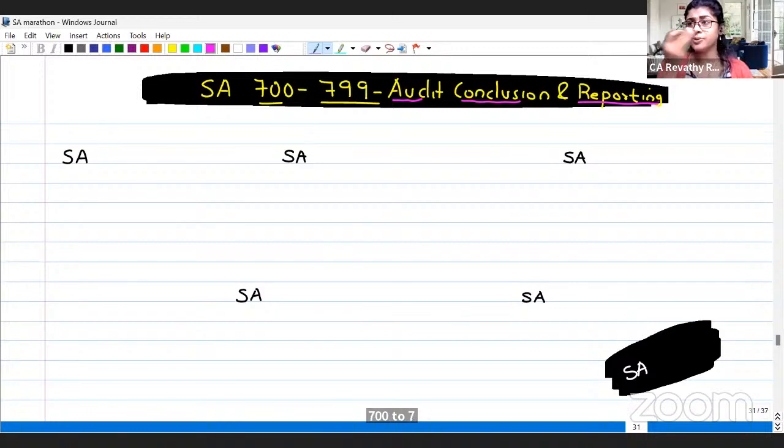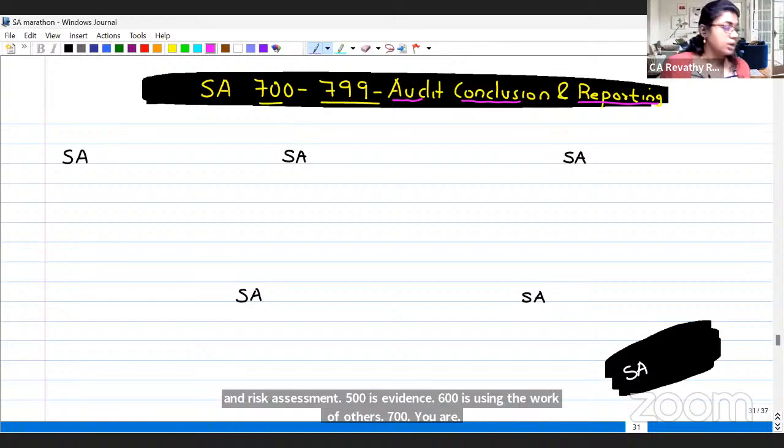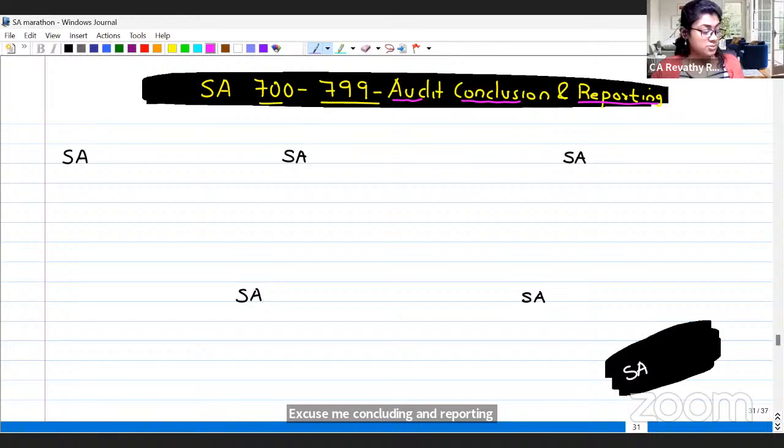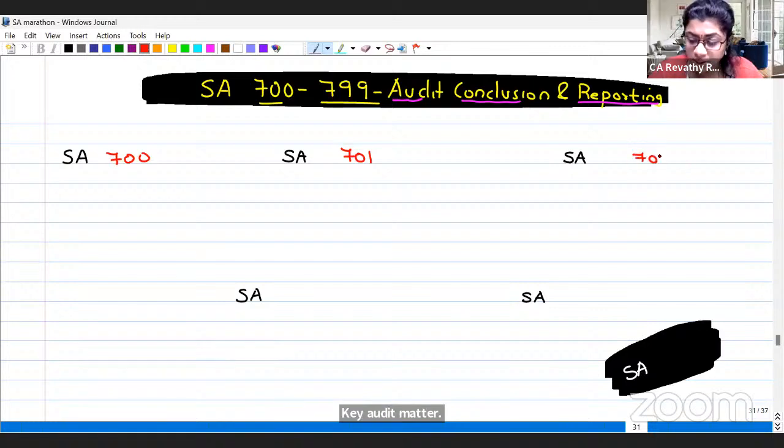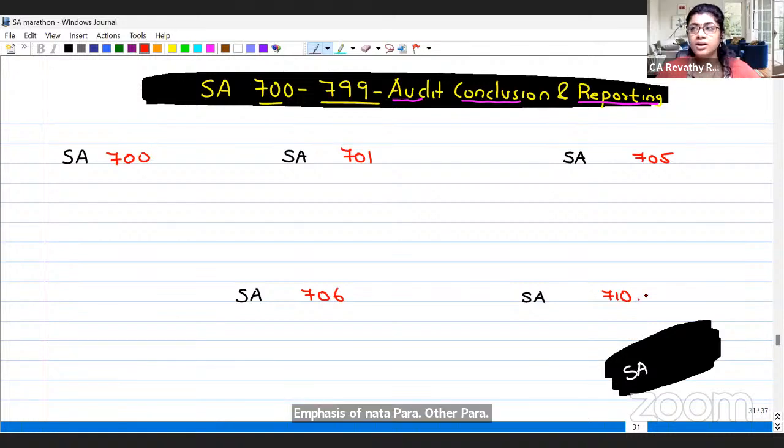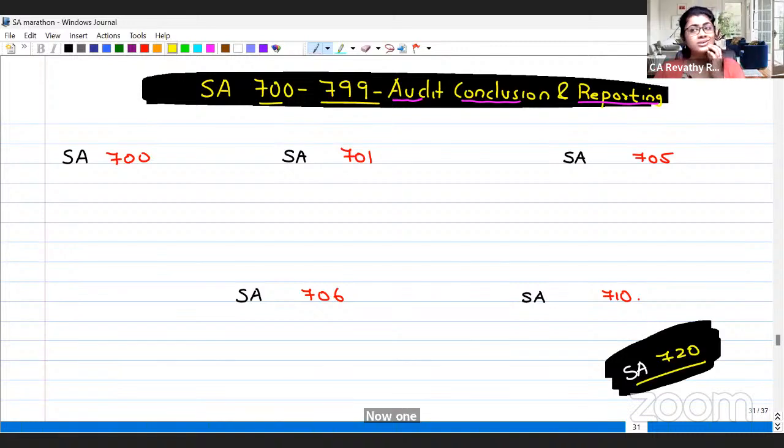So 700 to 799, it's audit conclusion and reporting. Like 200 series is general principles, 300 is planning and risk assessment, 500 is evidence, 600 is using the work of others, and 700 you are concluding and reporting. How many essays? 5. What are those essays? 700, you will form the opinion; the most significant matter in 701, key audit matter, KAM; 705 you will modify; 706 emphasis of matter para, other matter para; then 710 comparatives. Now one essay is there, not in syllabus, just for reference, 720, which is other information.